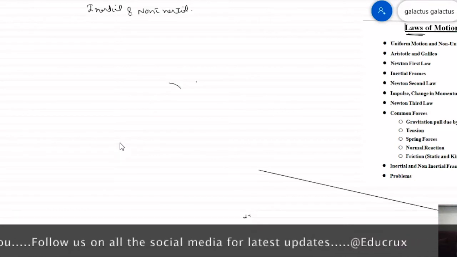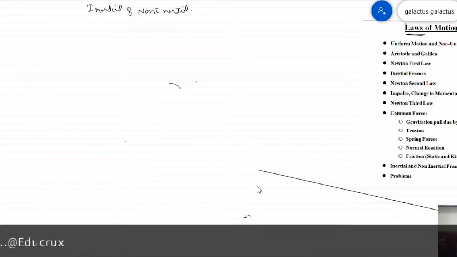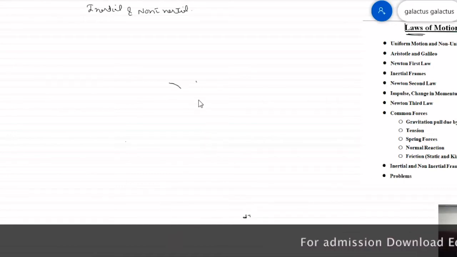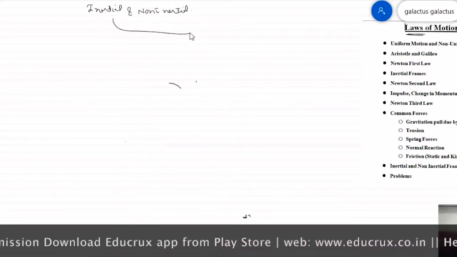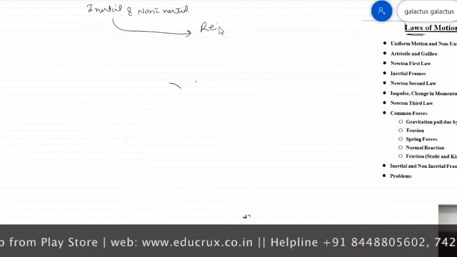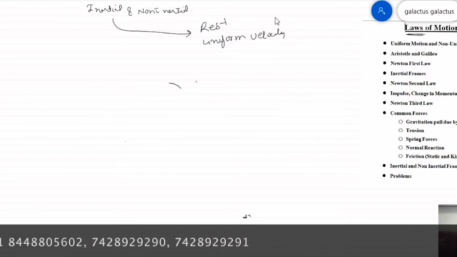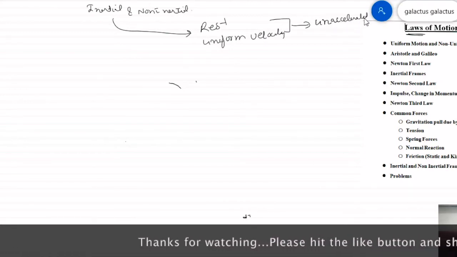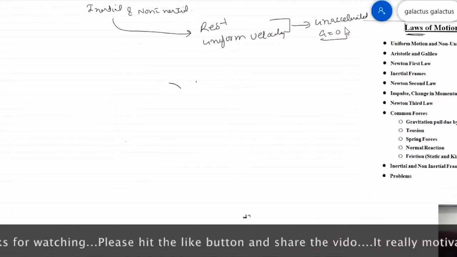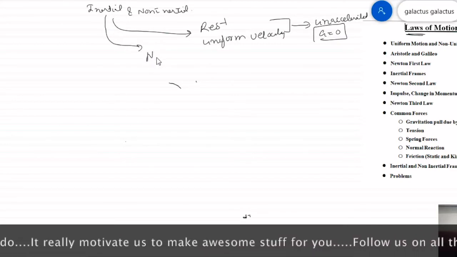Let us now discuss the inertial frame and the non-inertial frame of reference. An inertial frame of reference is a frame of reference that moves with zero acceleration, that is, it doesn't accelerate. An inertial frame of reference can either be at rest or move with a uniform velocity. If a frame is at rest or is moving with a uniform velocity, it is unaccelerated, meaning its acceleration is equal to zero. Newton's laws are only valid in an inertial frame of reference.